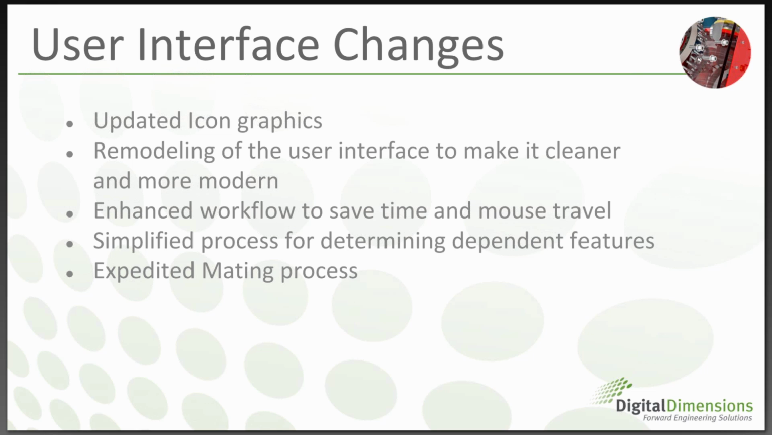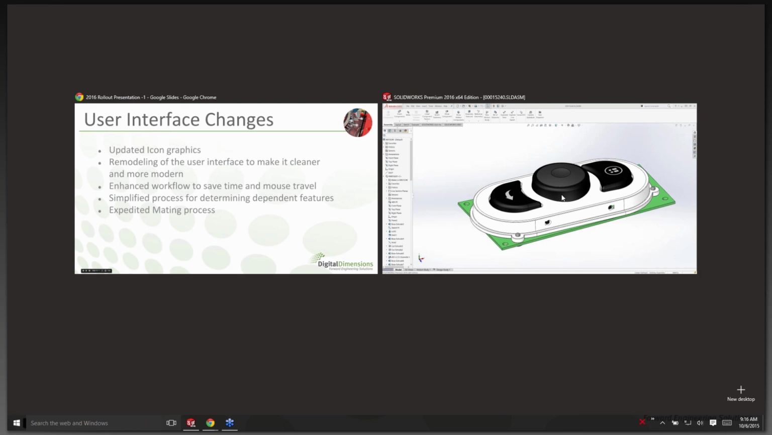We've also enhanced the workflow to save you time and mouse travel. Mouse travel is a big one for me. Hopefully it's a big one for you guys as well. Try and reduce the amount of carpal tunnel you're going to get. Simplify the process for determining dependent features. Sounds like a mouthful, but stick with me. I'll show you what's going on. And we expedited the mating process. So with that, let's go ahead and jump into SOLIDWORKS and see what's going on this year.